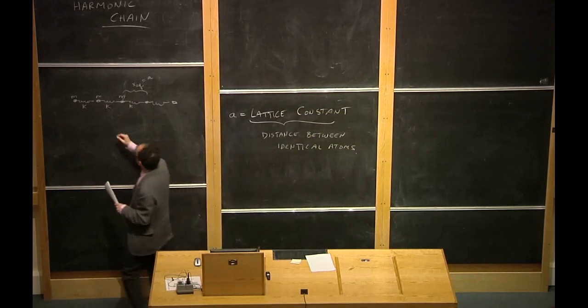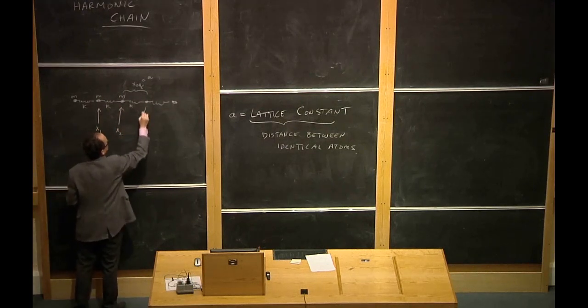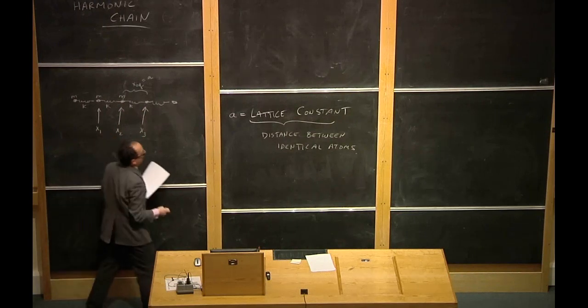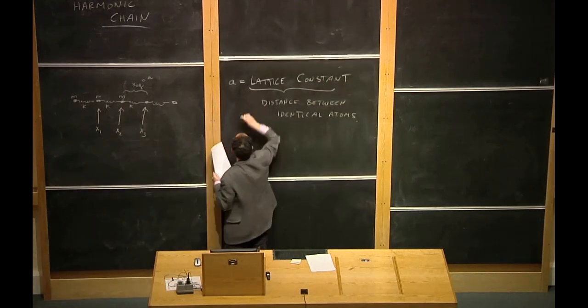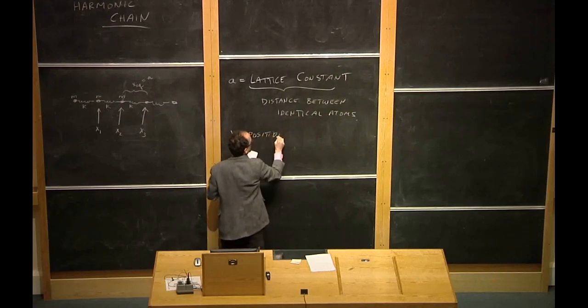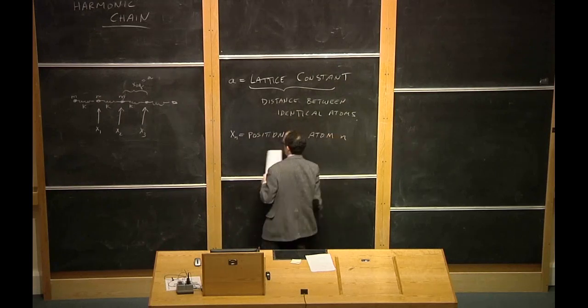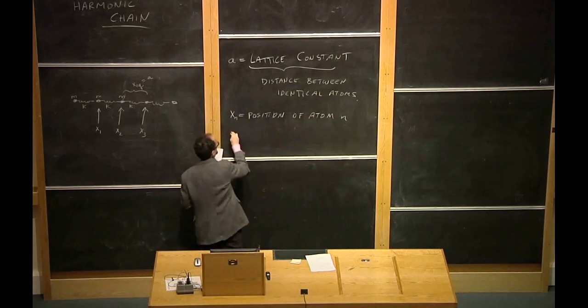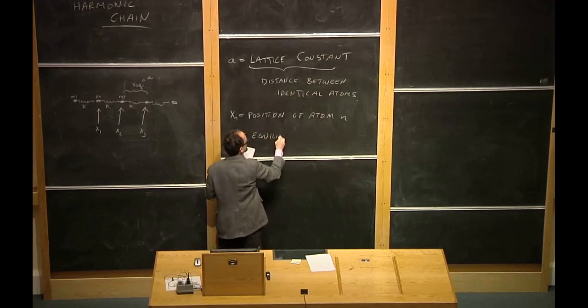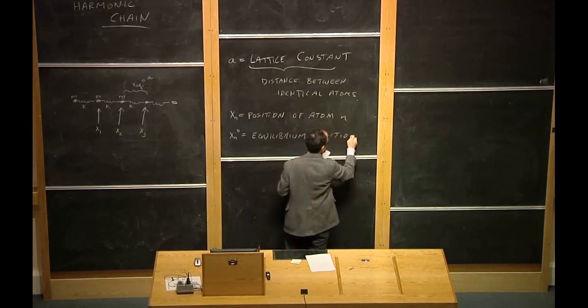Let's define some positions here. So let's call this one x1. Maybe this one will be x2, x3, and so on. So we'll generally say that x sub n is the position of atom n. And let's let x_n superscript 0 be the equilibrium position of atom n.